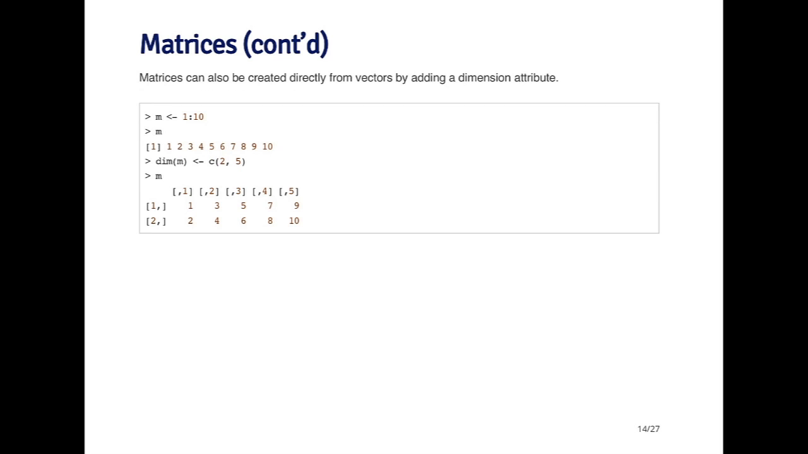You can also create a matrix by adding the dimension attribute to a vector. For example, I can create a vector that's a sequence 1 to 10, and then add the dimension attribute to it. Here I'm using the dim function, but I'm assigning a value to the dim attribute of M. Here I'm assigning the vector 2, 5. What I'm saying is I want to take this vector and transform it into a matrix that has 2 rows and 5 columns. Now I've got a matrix M which has 2 rows and 5 columns, and it's filled in the matrix column-wise.